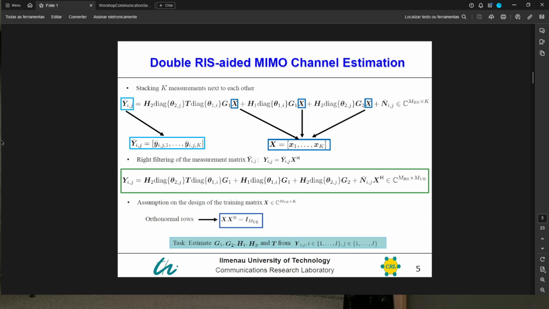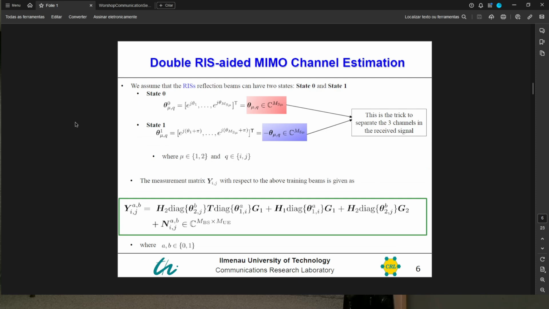Then we do right filtering, assuming that our training sequence at the transmitter has orthonormal rows, that is, X times X Hermitian is equal to identity. With that, we perform right filtering of this measurement signal, and then we obtain this Y, I, J. Our task then is how to estimate channels G1, G2, H1, H2, and T from these measurements.